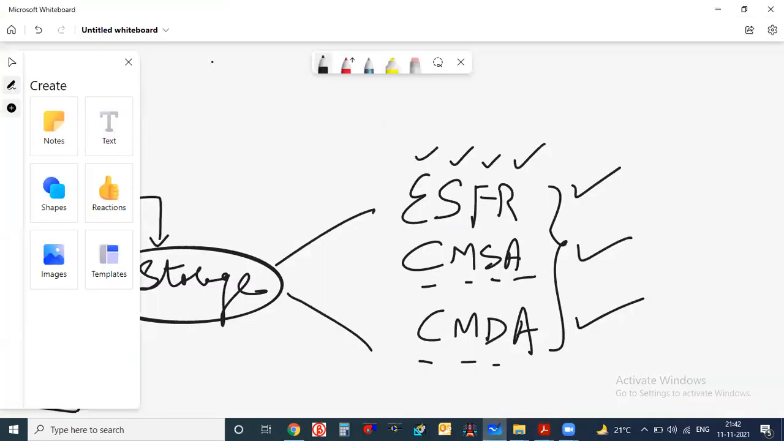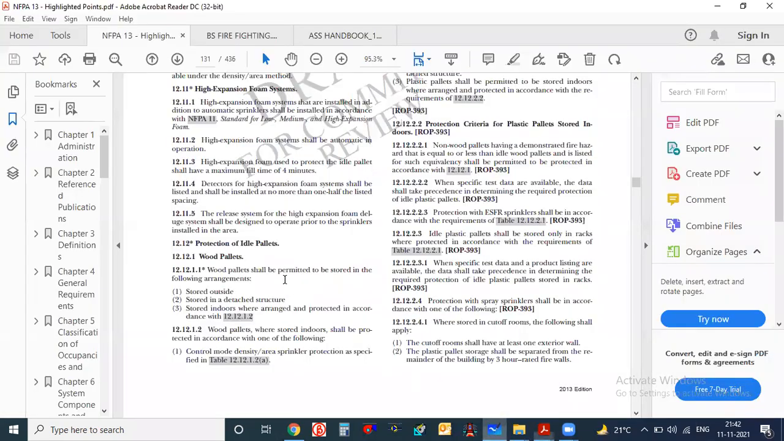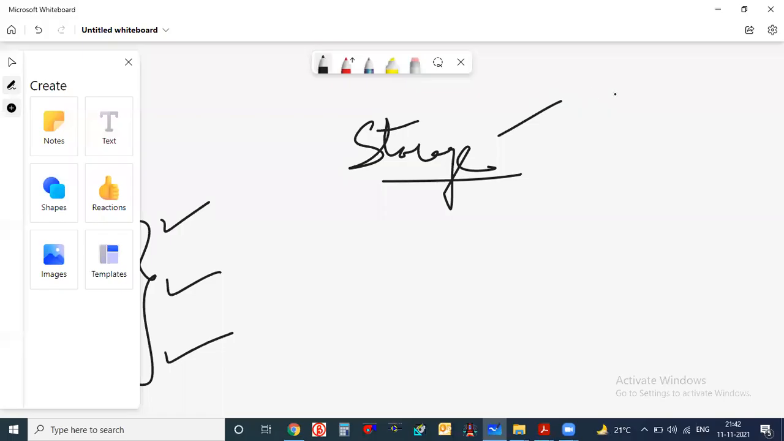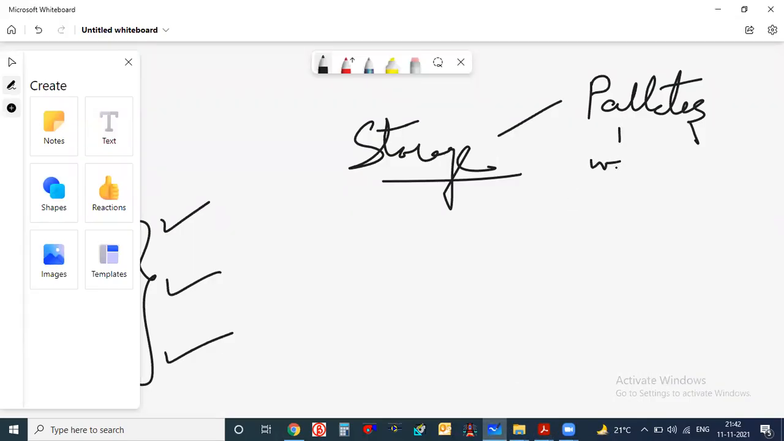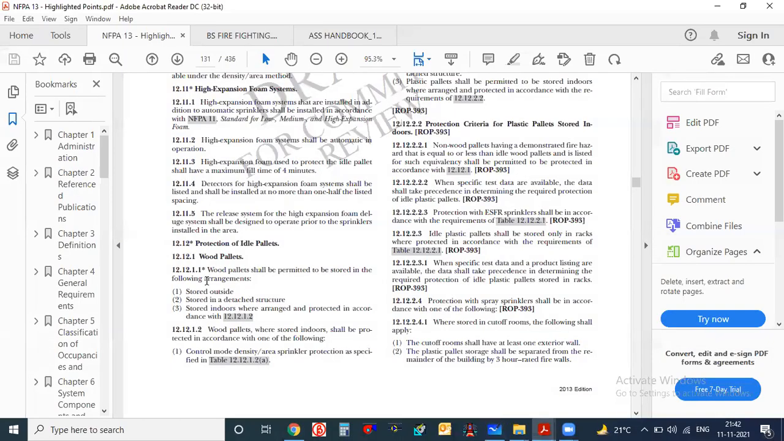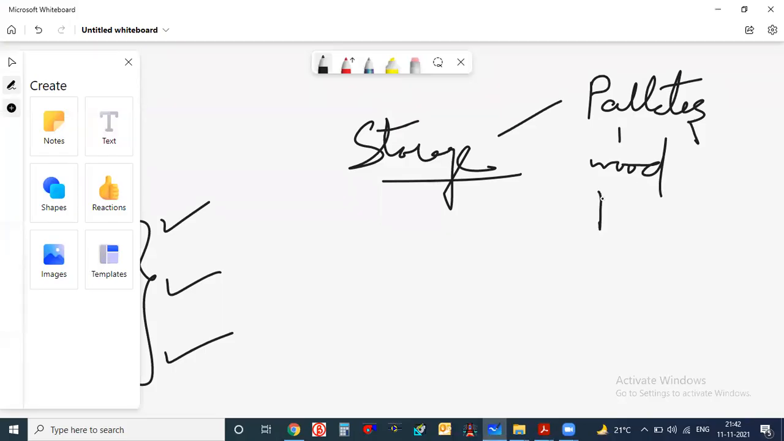Now, first category, what is given in this book about the storage? First, let us write down, in the storage building, what they have given. So the first category they have given is storage of idle pallets. This is the first type of building, storage building, that NFPA is discussing. Again, in pallets, they have classified wood pallets, and then again, you see there are plastic pallets. One wood, one plastic. These are the two types given.